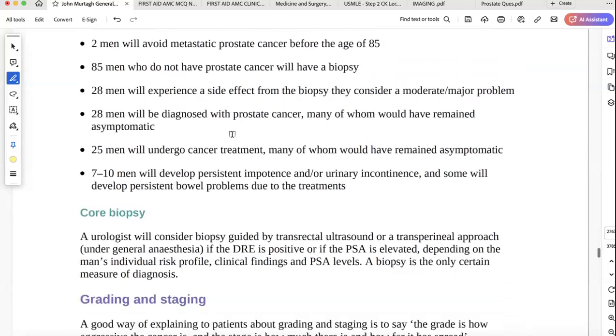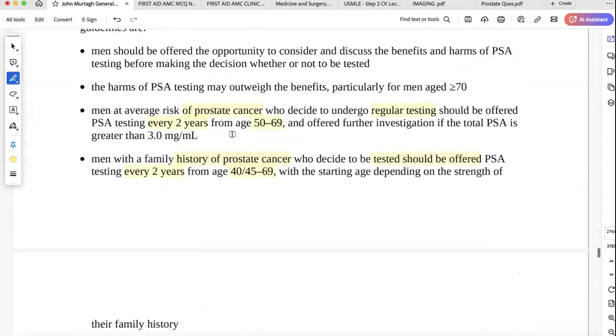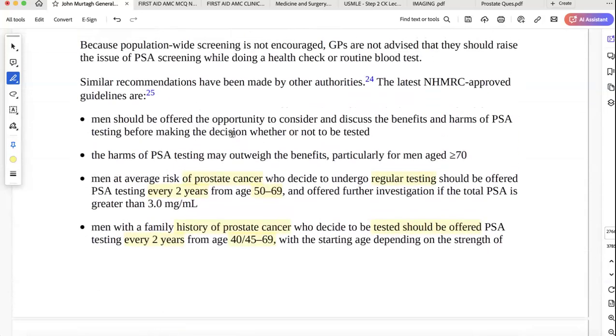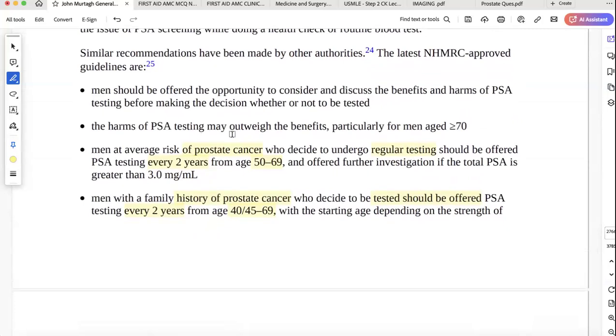Okay, so this comes up in the exam. Remember one thing: we would only do this if a patient wants to do it. So someone who doesn't have risk can also ask for it, and for them we would do it every 2 years from 50 to 69. Someone who has a risk, if they ask for it, then you can do it every 2 years from 40 to 69.